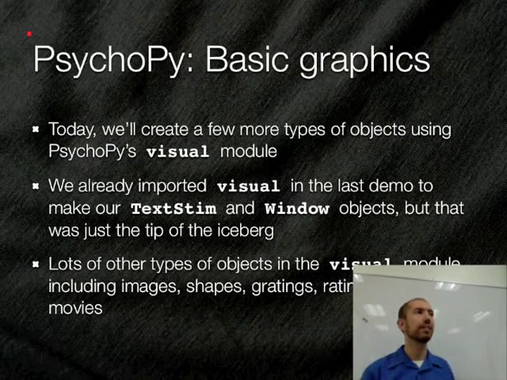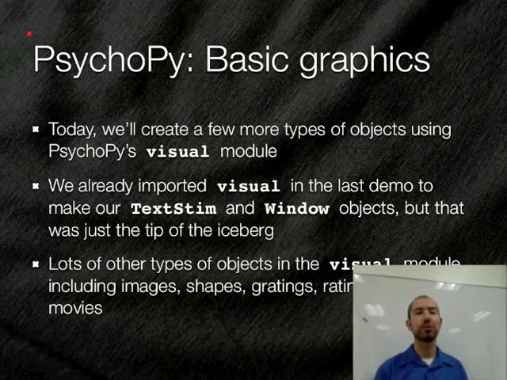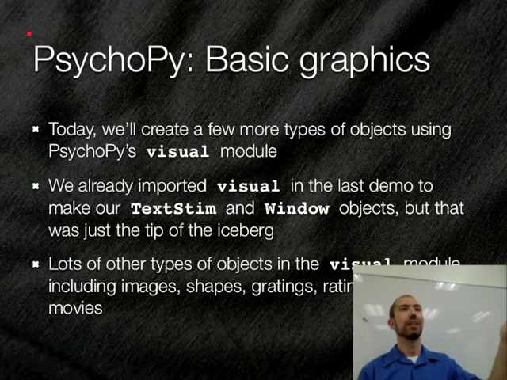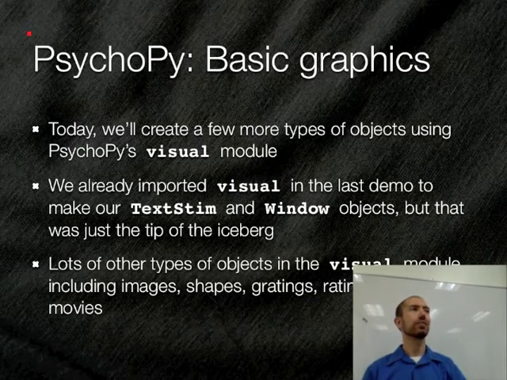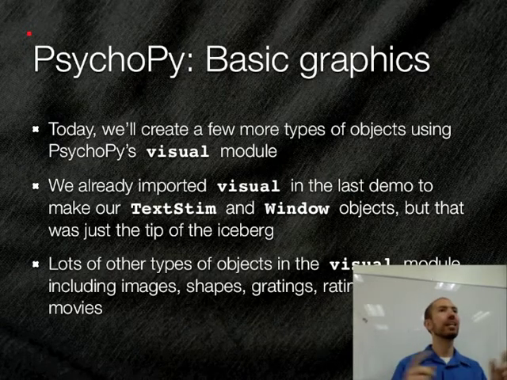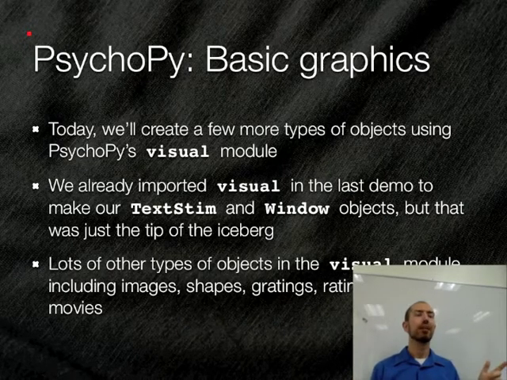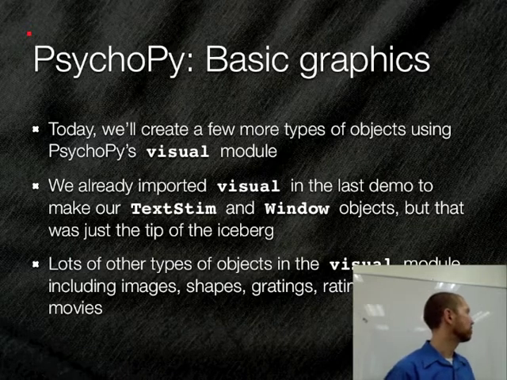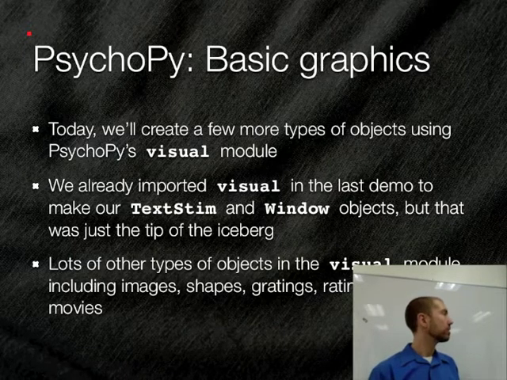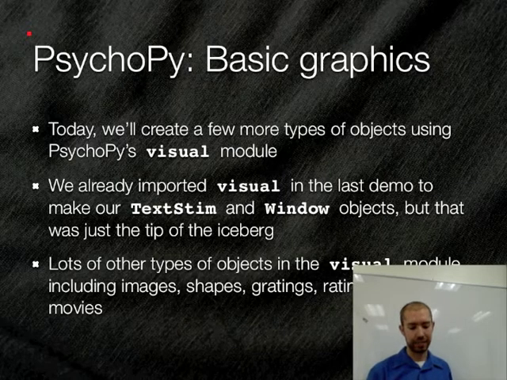There are lots of other things that you can do with PsychoPy visually. You can do things like draw images, draw shapes, draw gratings. If you can remember back to C82 when we talked about sinusoidal gratings, you can draw those if you want to do low-level visual tasks. You can make rating scales, so if you want people to rate how boring the task is on a scale of 1 to 7 or something like that, you can do that. And you can also play movies.